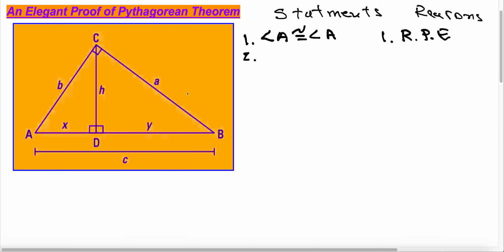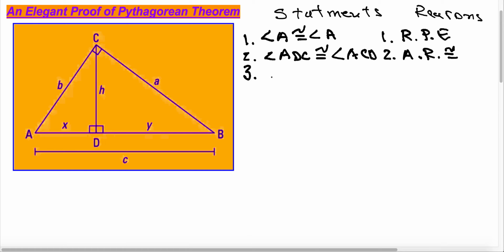Second statement. In the triangle ADC, the angle ADC is congruent with the angle ACD, the big triangle here, the right angle ACD. And all the right angles are congruent, by the definition of all right angles being congruent.